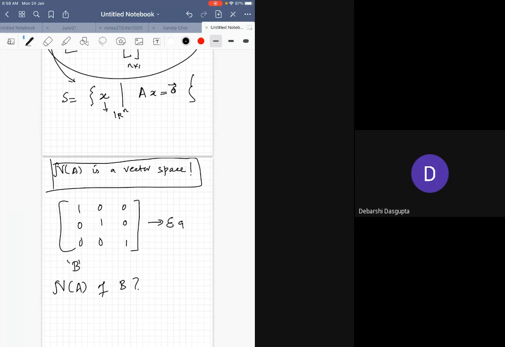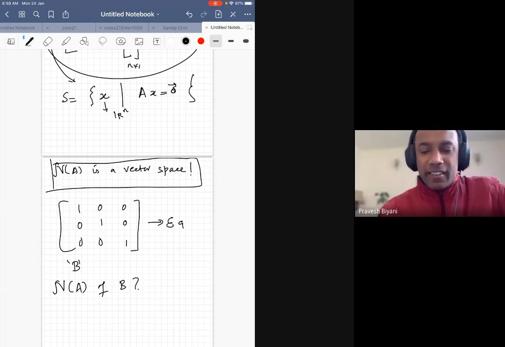Sir, it will be like null space of B will be the values of B for which it will be multiplied with 0. So, okay. Let's ask Ananya why is it 3? Ananya, why is it 3?